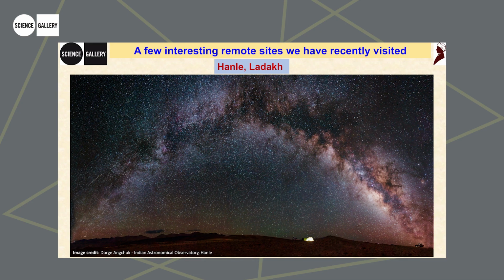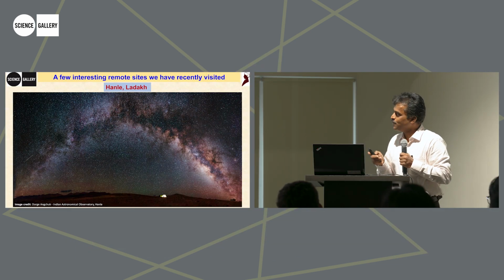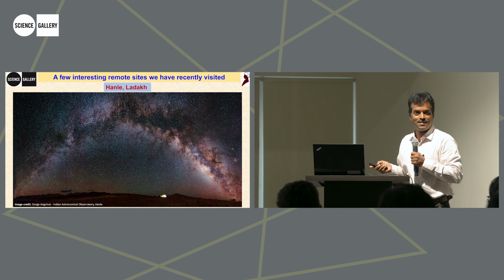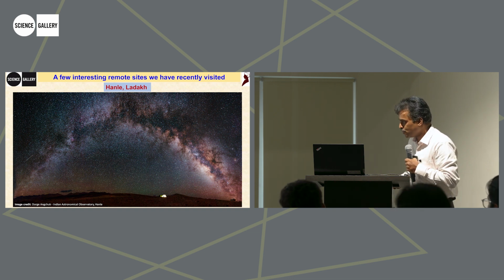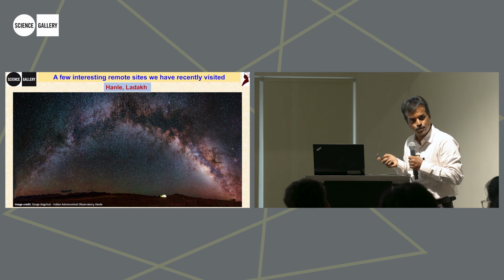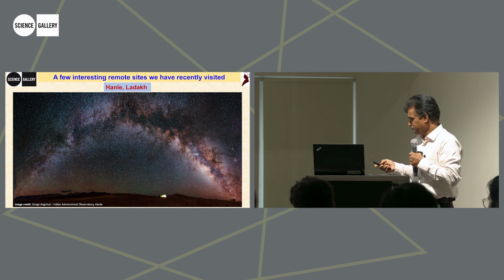If the Northern Lights are an attraction in Svalbard, then given its altitude, in the Hanle region, as many of you would know, India's first dark sky reserve is in Hanle. Like Saurabh briefly mentioned, you get to see some of the best skies from this place. This is a picture from Dorje Angchuk, an award-winning astrophotographer from the Indian Astronomical Observatory, Hanle.